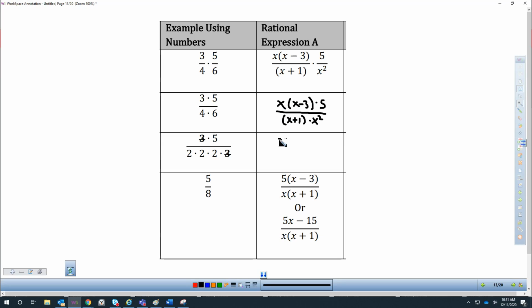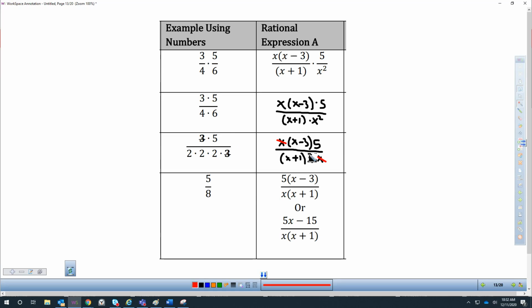So on the top, x can't be factored, it's just x. X minus 3 can't be factored. 5 is prime, it can't be factored. X plus 1 is linear and cannot be factored. And x squared I can factor as x times x. So I'm going to write that as x times x. And notice that there's an x on the top and on the bottom. So I can divide the top and bottom both by x, and those x's will be gone.